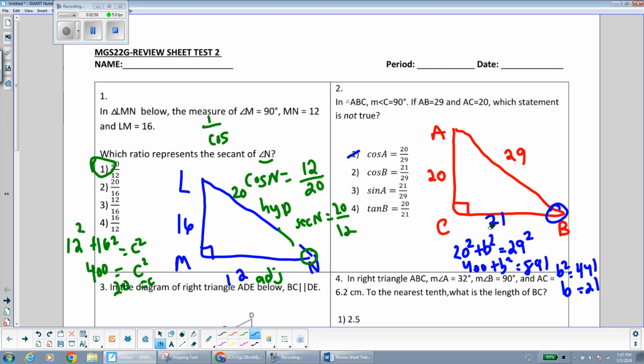So from angle B, adjacent over hypotenuse would be 21 over 29. So that is true. So that's not the one we're looking for. So I'm going to reset, and I'm going to cross that out. From angle A, we're talking about sine. Sine is opposite over hypotenuse. That is true. 21 over 29 is opposite from angle A over hypotenuse. And finally, tangent of angle B, opposite over adjacent. So that would be 20 over 21.